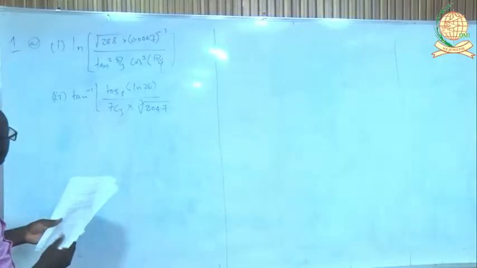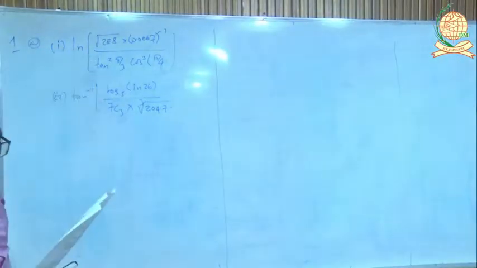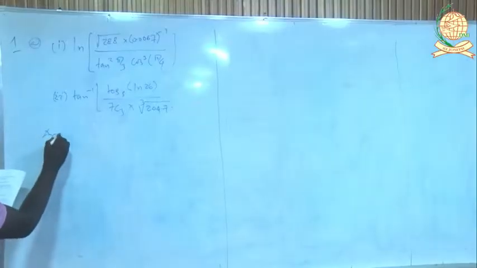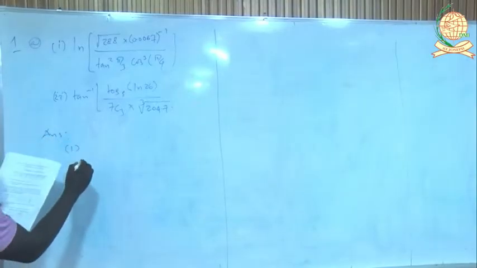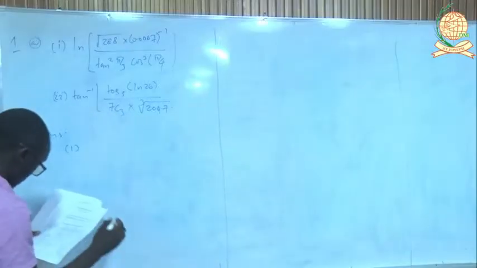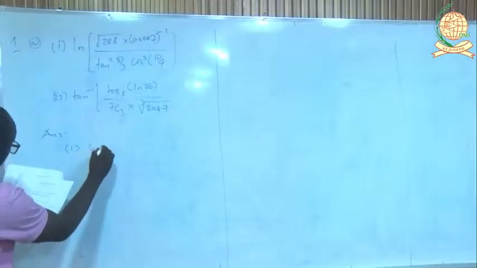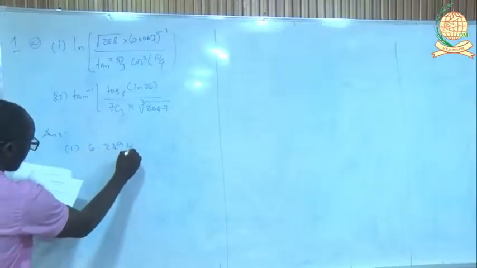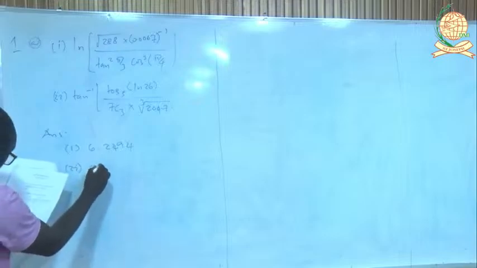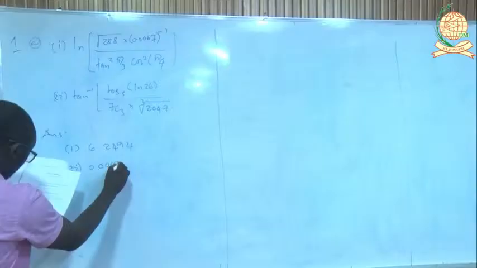So you can see the issue here is just to plug these details into your scientific calculator, and then the correct answers for Roman 1 is 6.2494, and for Roman 2 is 0.00687.